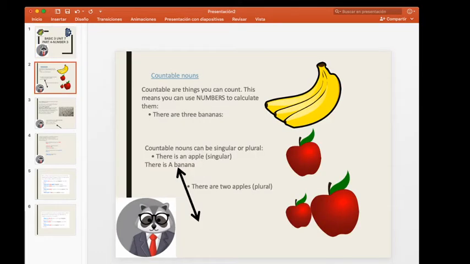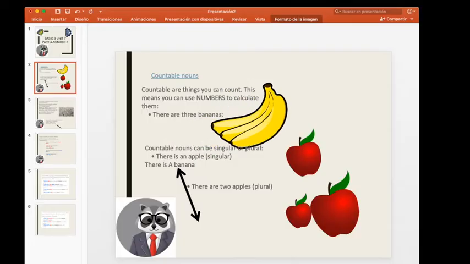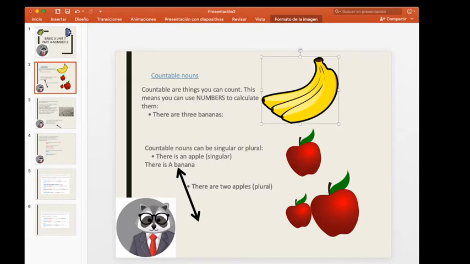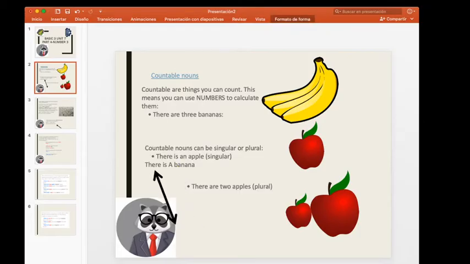Okay? A countable noun is a thing you can count. This means you can use numbers to calculate them. For example, there are 3 bananas. Those are 3 bananas. Also, we can use a singular or plural. There is an apple. This one is the apple. And the other example, there is a banana.